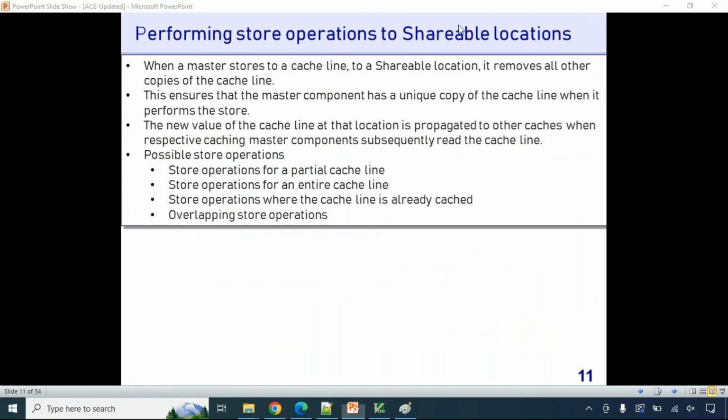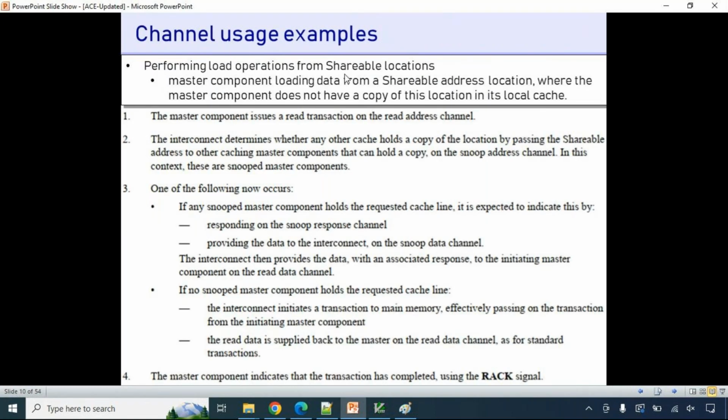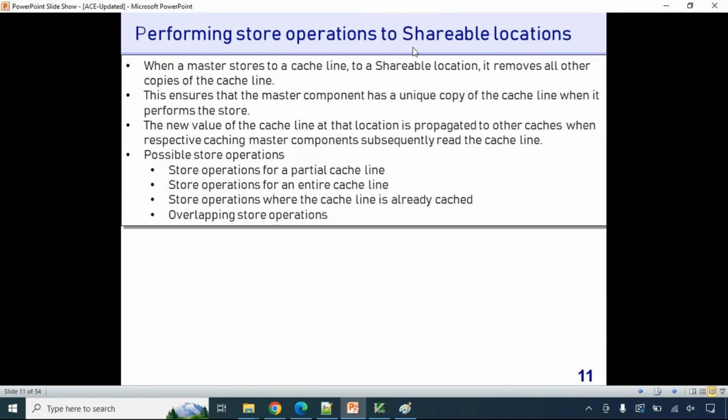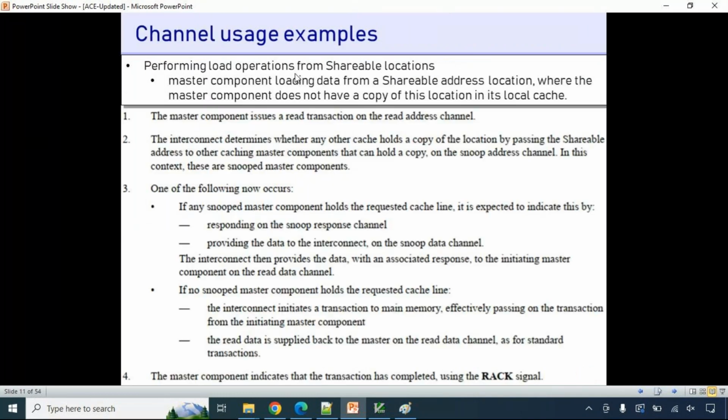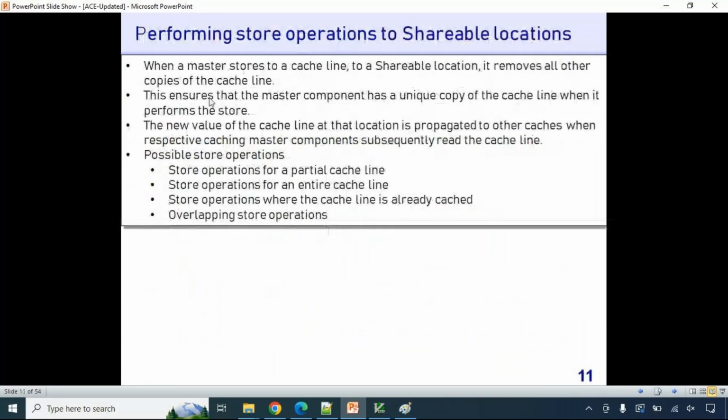Okay. Similarly, there can be other combinations. This was about performing a load operation from shareable locations. There can be a similar thing performing store operations to shareable locations. When a master component stores to a cache line, see, in the previous case the master wanted to load the cache line because it doesn't have it. In this case, the master stores to a cache line. It has data and it is storing into the cache line. To a shareable location, it removes all other copies of the cache line. Because it is updating, it has to remove all other cache lines.